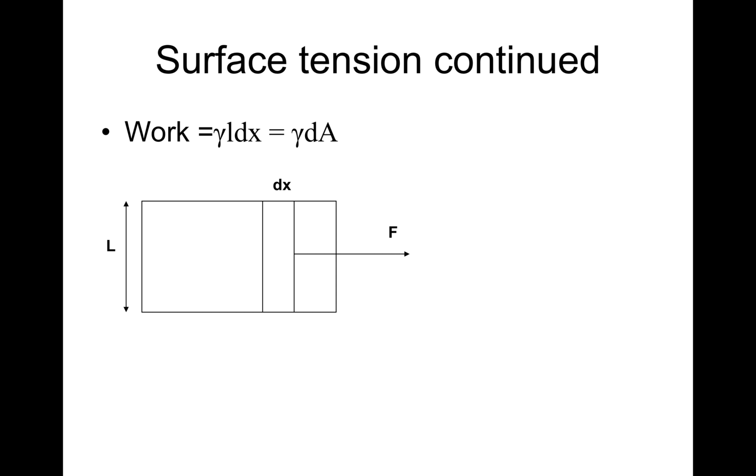Looking at the diagram with a breadth of L, if we change the length by dx, the work done is equal to the force gamma, the length L, and the change in length dx. But L dx is actually the change in area, so work done is equal to gamma dA.